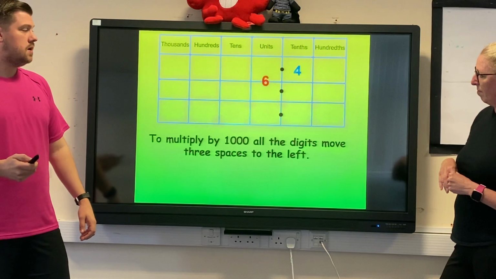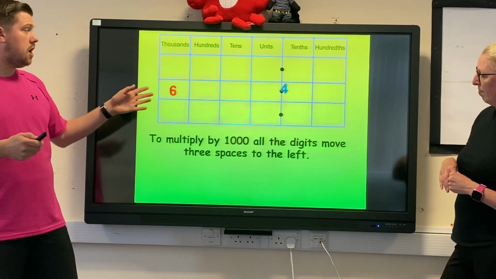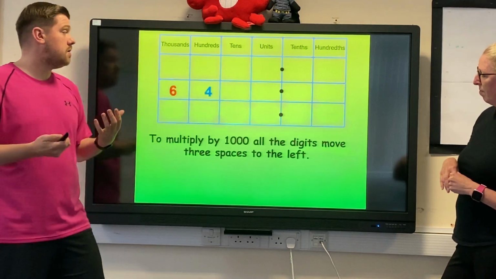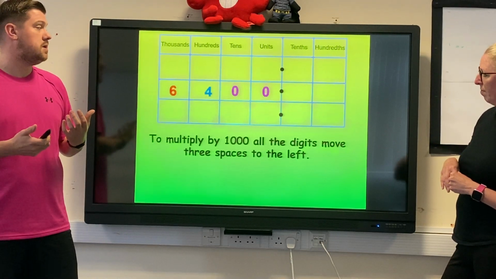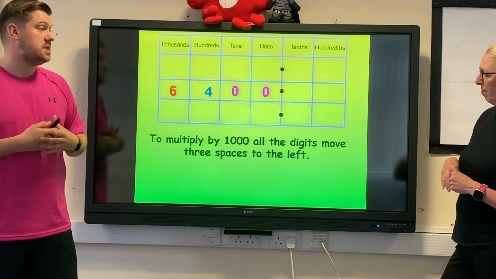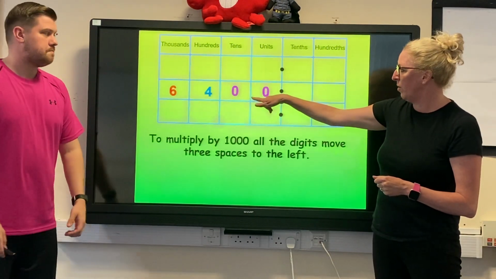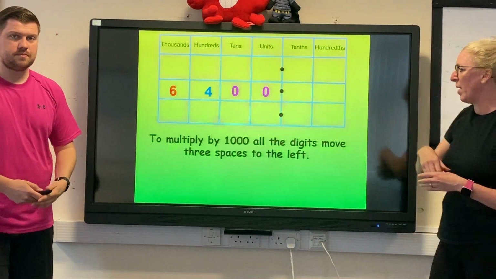6.4. So then we'll have 6 in the thousands column, 4 in the hundreds column, and we've got 2 spaces. So simply just fill the 2 empty spaces with the zeros. So the answer would be 6,400. You've got to put these zeros in, otherwise you've just got the number 64 when you write it, which is incorrect.